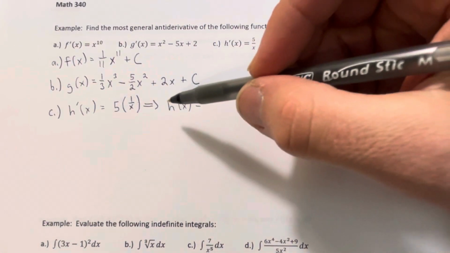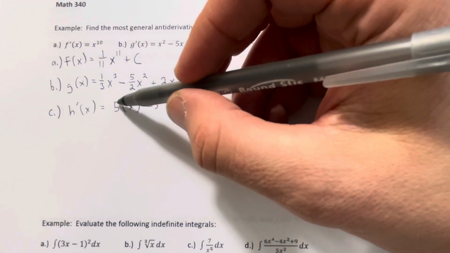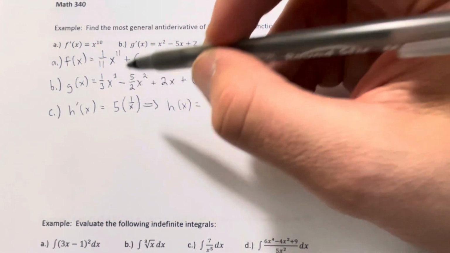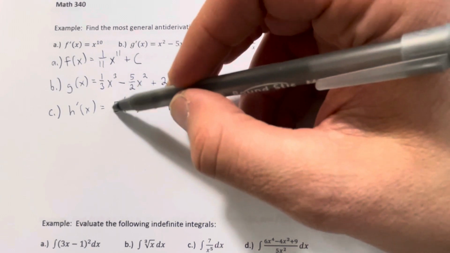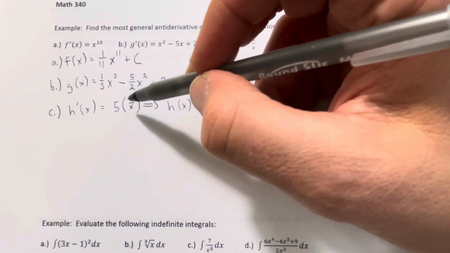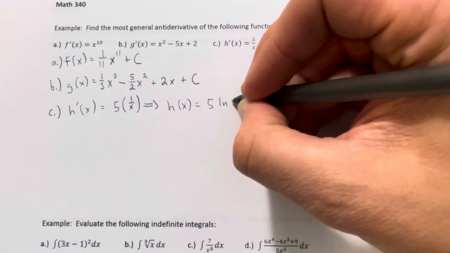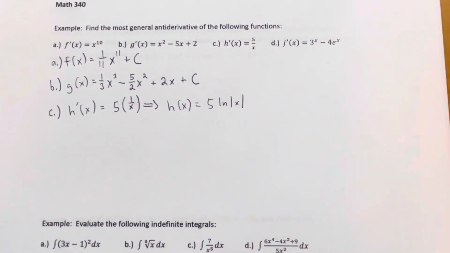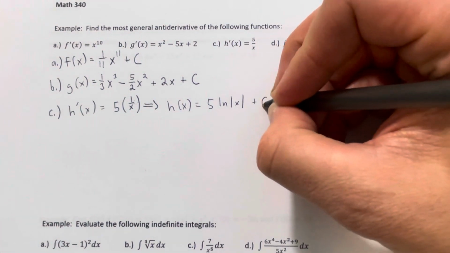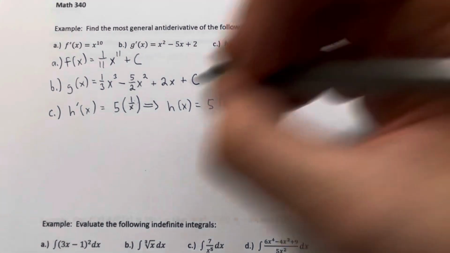Well, the constant multiple rule says that if you have a constant times a function, the antiderivative is just that same constant times the antiderivative of that function. So that would be 5 times the natural log of the absolute value of x. Remember, now we want to use absolute values. And then you still need this plus c here. Okay?